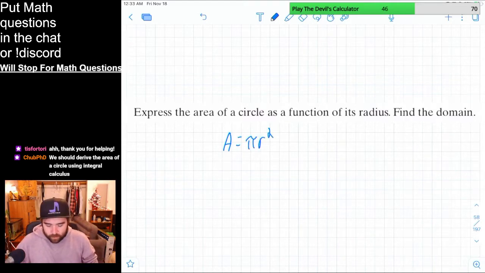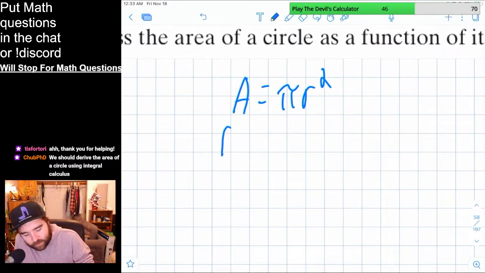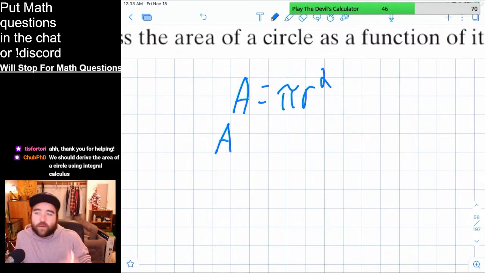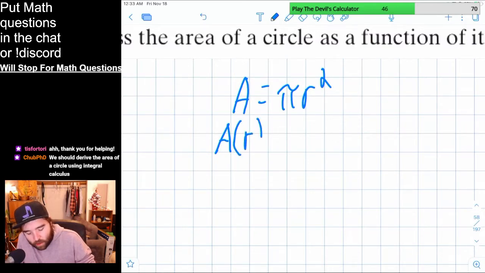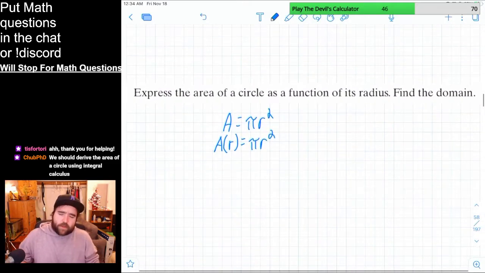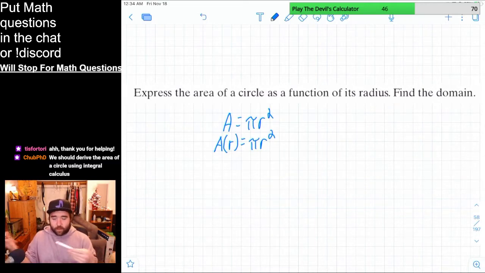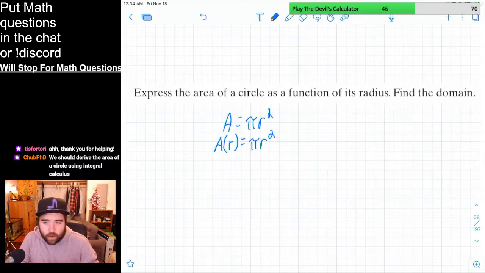Maybe they want us to use function notation. So if I use function notation, I would say the area, I'll name my function A. It'll be a function of r. And yeah, that'll equal pi r squared. And then interesting, they're talking about the domain. So with everything we just said about the domain, this domain is all real numbers, right? Because you can plug in anything for r, and it's legal.